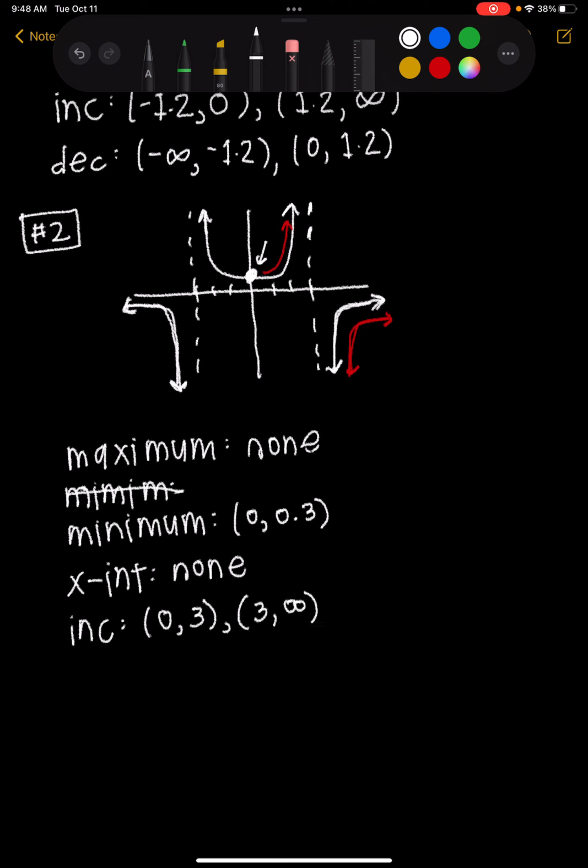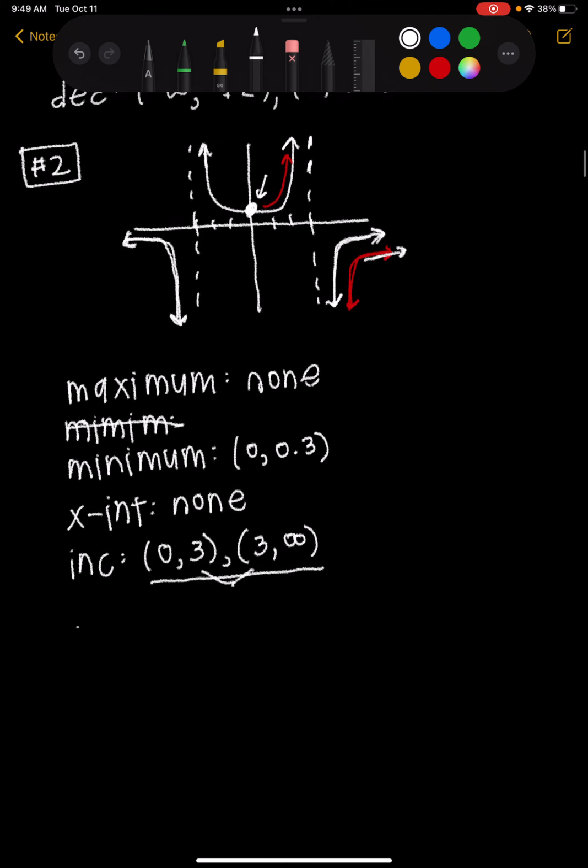Now the reason why it's increasing to infinity is because this arrow just goes on forever and ever, so it's just going to continue to climb up and up and up. It's going to get really close to 0 by moving up, but it's never going to cross that 0 line. We have to split it up like this, even though there's a 3 right here and right here. You want to split it up because of that asymptote, because it's not a continuous increase. It's increasing from 0 to 3, and then it's also increasing from 3 to infinity.